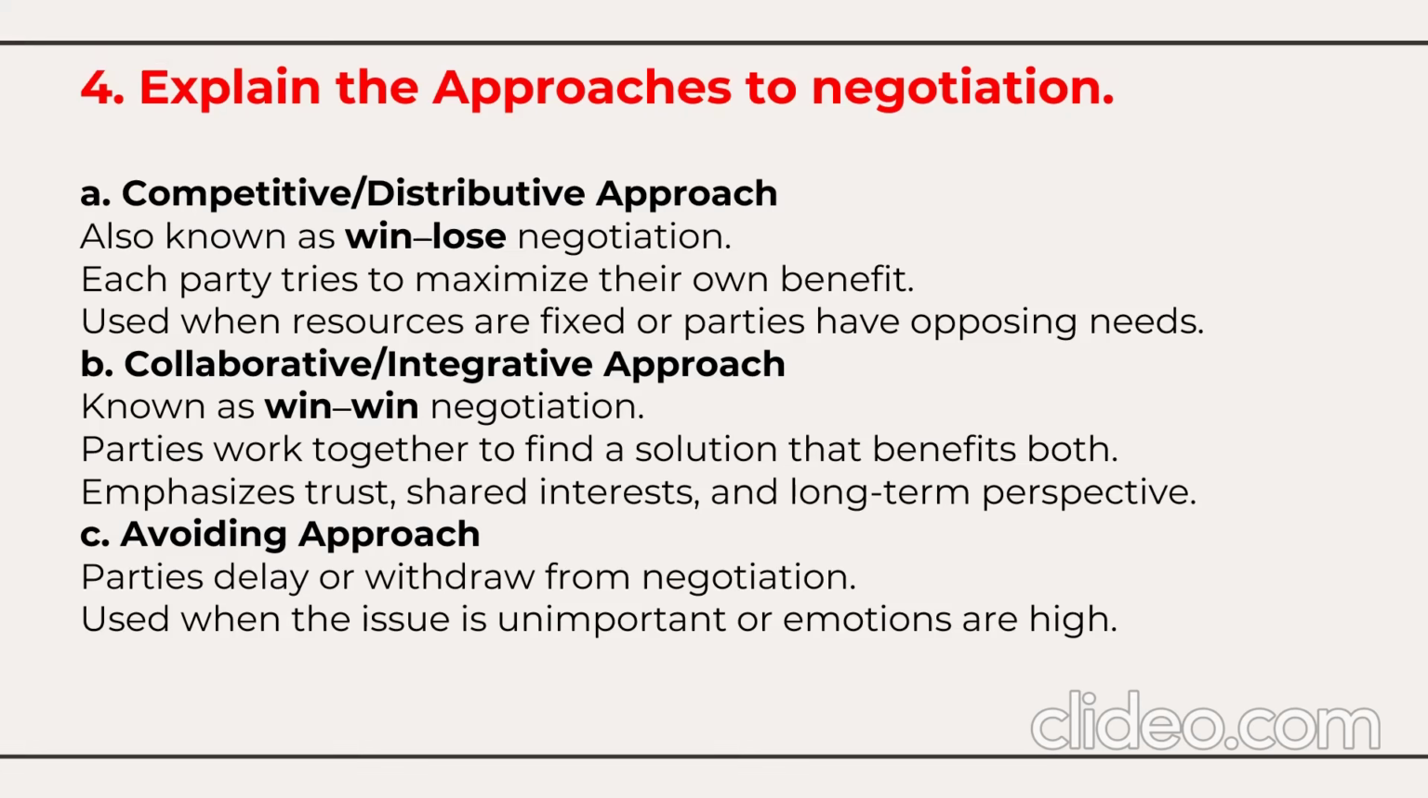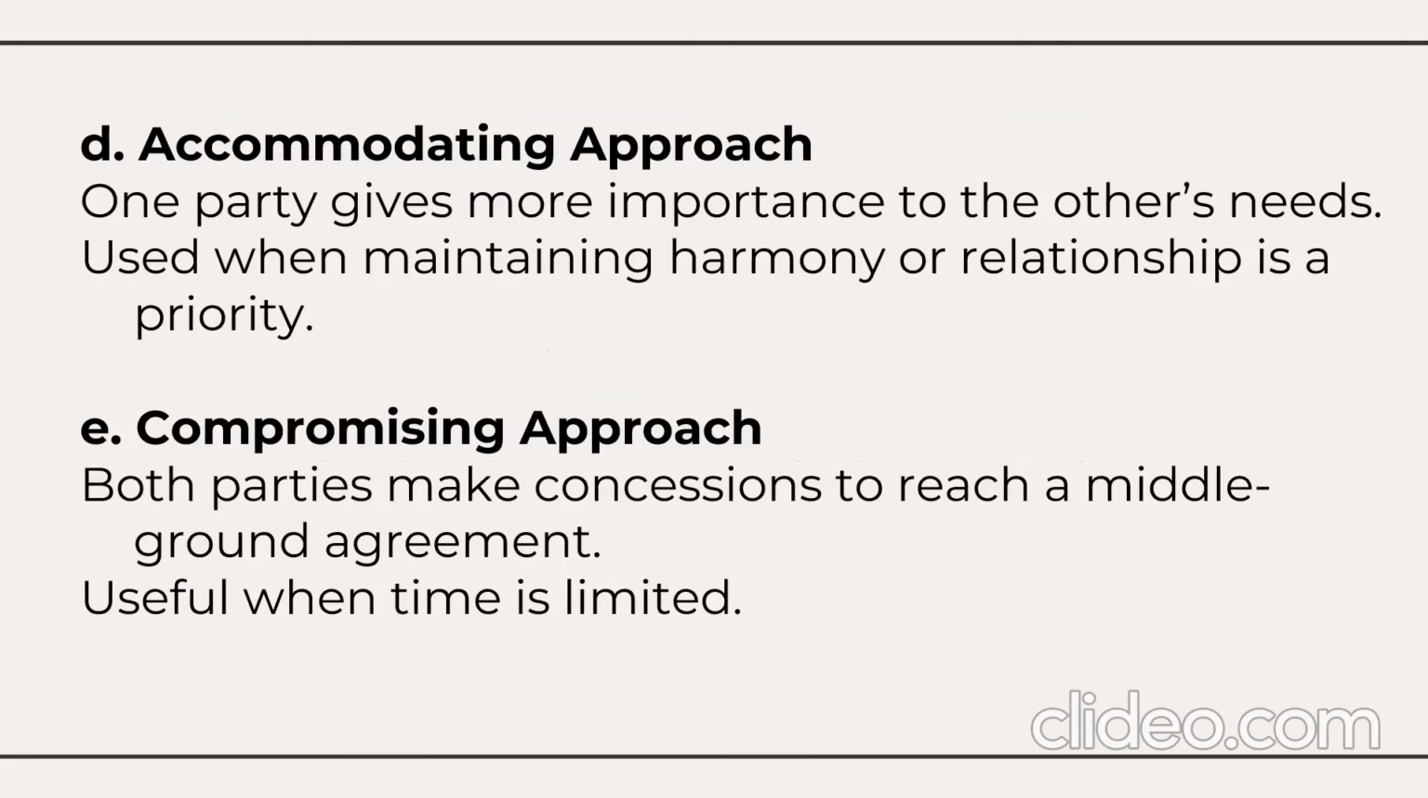Avoiding approach, where sometimes parties delay or they withdraw from negotiation. Fourth approach of negotiation is accommodating approach, means to say one party gives more interest to others' needs. Fifth is compromising approach. Both parties compromise on a certain point of time, and especially it happens when there's very low time or lack of time.